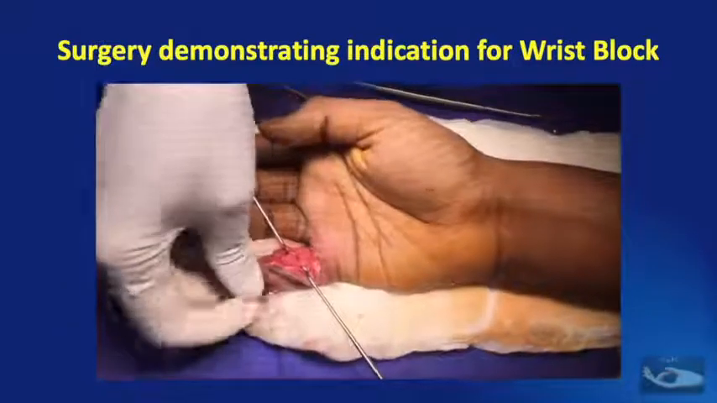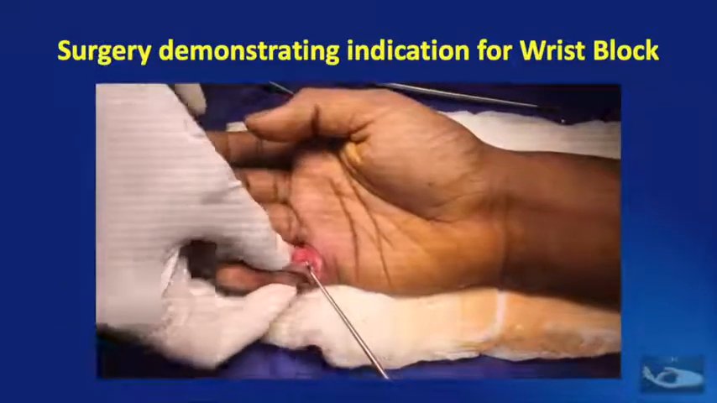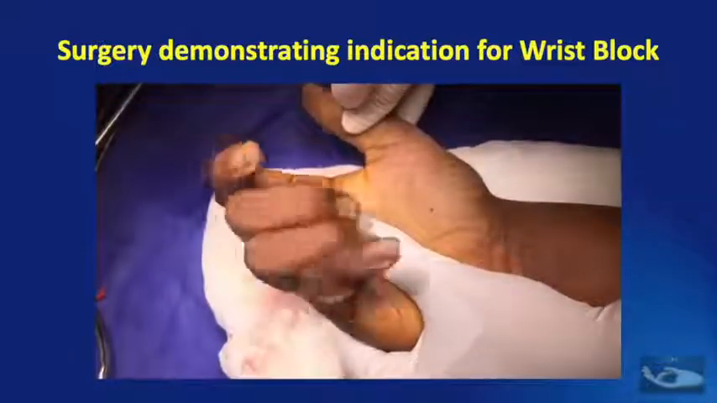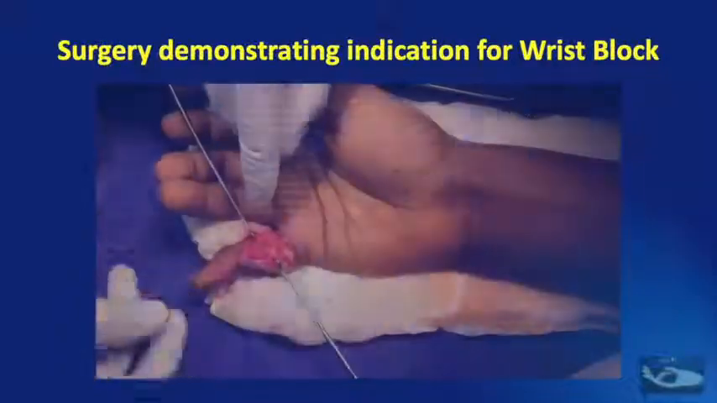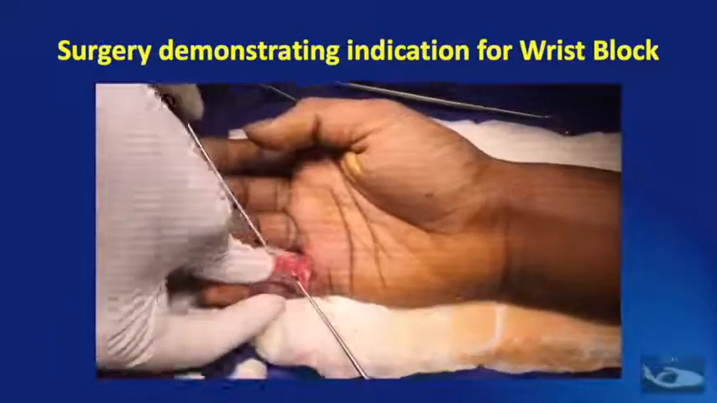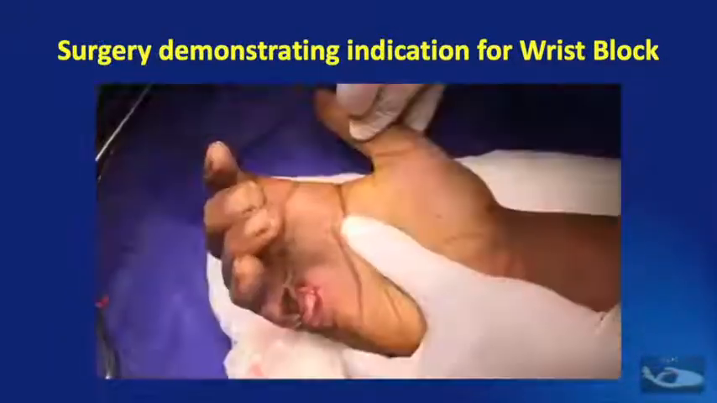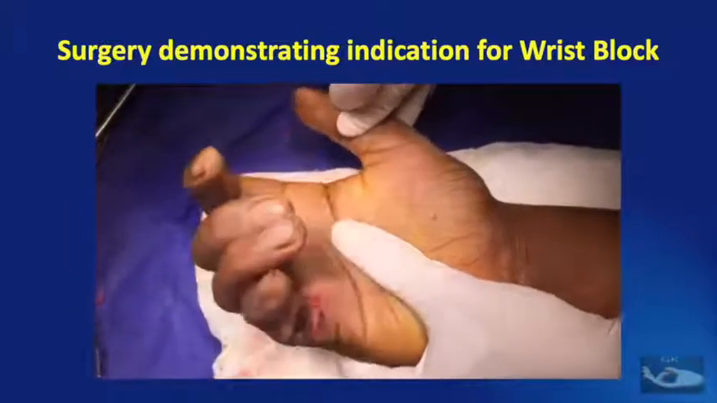Under wrist block, after an exposure by making a midlateral incision, the PIP joint has been released and flexor tenolysis has been done. Now the patient can be asked to flex the entire finger, and the active range of movement can be tested on the table.